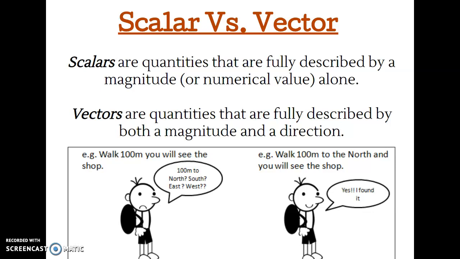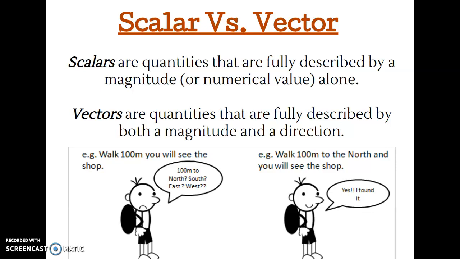So scalars are quantities that are fully described by a magnitude alone, or a numerical value. If I say 100 meters, or 52 kilograms, or 10 degrees Celsius, those are all scalars. They are fully described by giving a number.